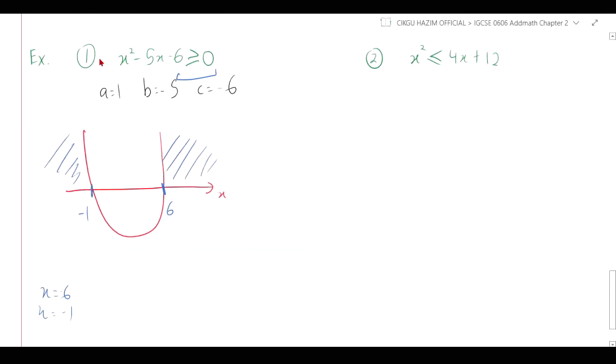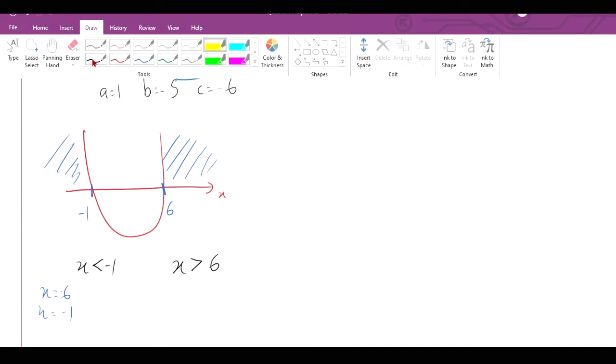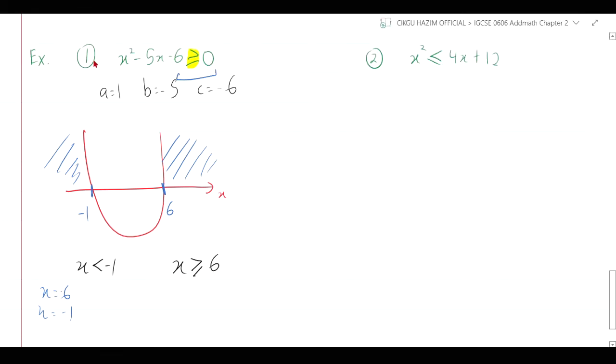So the way that you answer here is x must be more than 6, and x must be less than -1. But look carefully, this one is more than and equal, so your answer also must be more than and equal, and less than and equal. That's how you answer your quadratic inequalities. That's it. The one that I put a hashtag on, the one in the box here, is the answer. You answer it like that, you're going to get the marks.